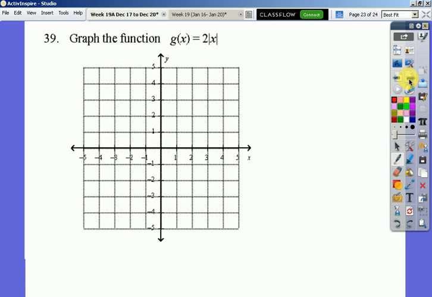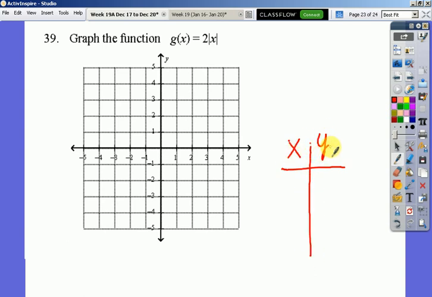Okay. What shape is number 39 going to make? Aiden, what shape is number 39 going to make? A V shape. Okay? What makes it make a V shape? The absolute value. Got it? Okay, so we're going to start with our vertex. What is our vertex for this?